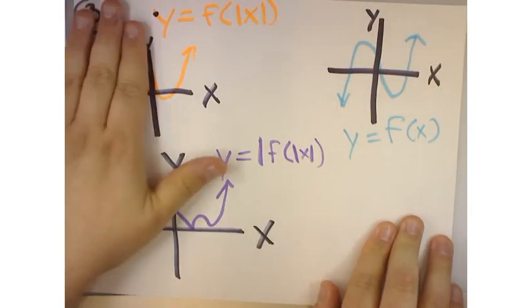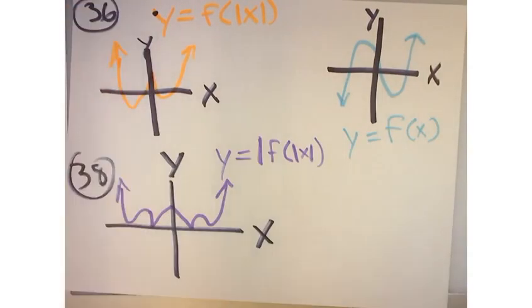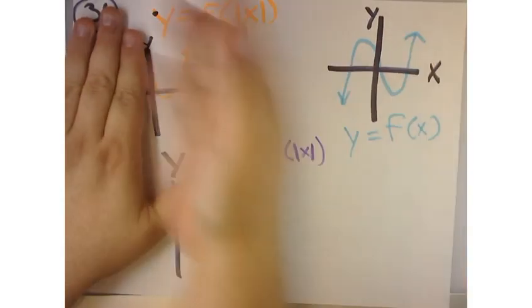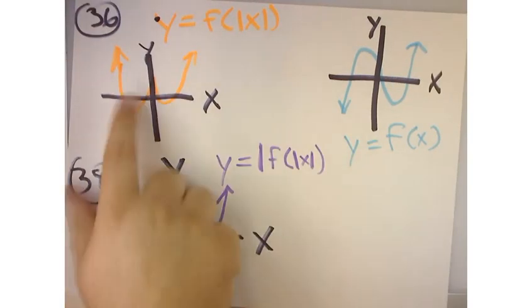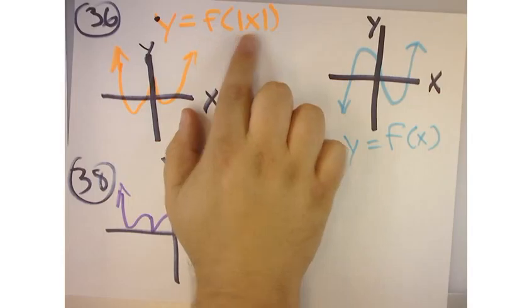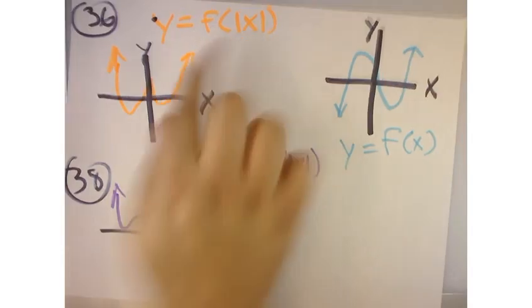In other words, this should be the same. I didn't draw it exactly to scale, but this should be exactly the same as this. And then I just reflect it over the y-axis. So that's what you get when you take the absolute value of x. So when we say f of the absolute value of x, that's the graph.